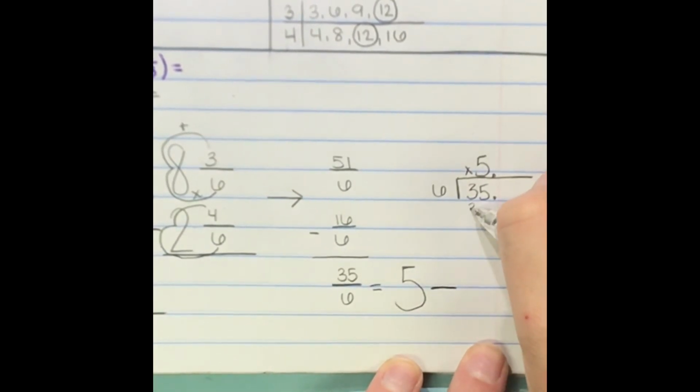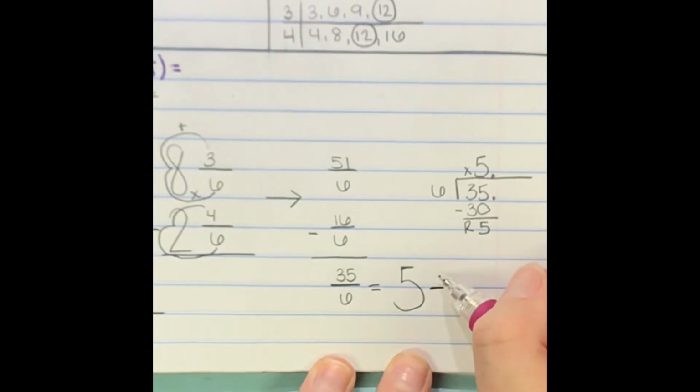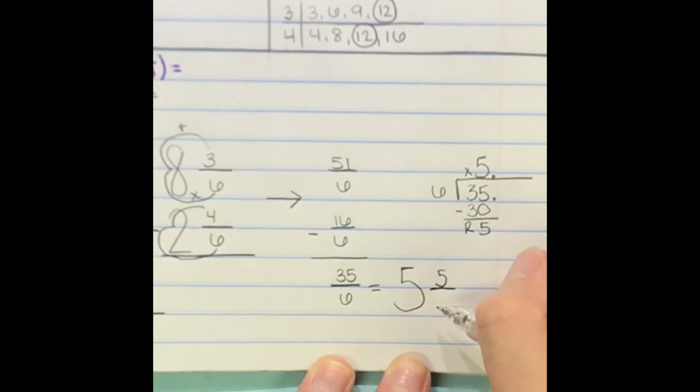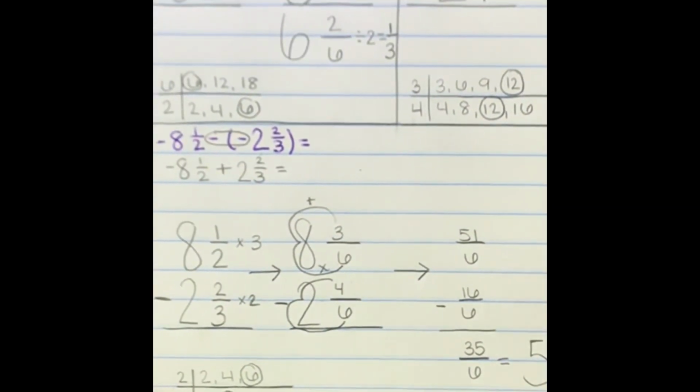6 times 5 is 30. I'm going to subtract and get 5 left over. This is my remainder. The remainder is now your new numerator. The denominator stays the same. I still need to check if I can simplify this, and I cannot. So my answer is 5 and 5/6. I'm going to go write it up here.